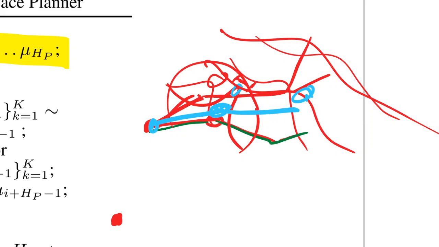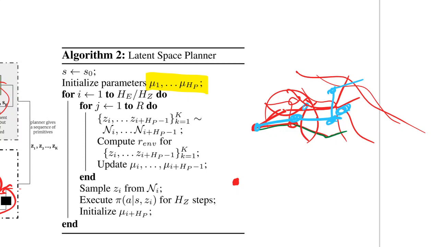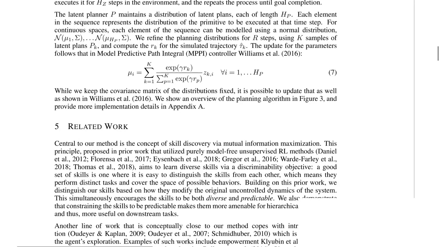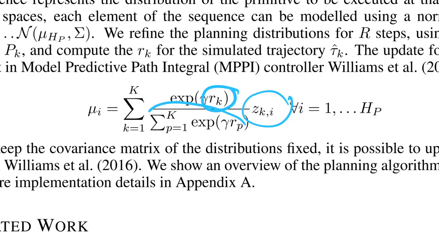This is simply planning in a continuous domain. It is pretty analogous to how you would plan in like AlphaGo or tic-tac-toe if you had a planner. But since everything's continuous, it makes it just so much harder. So they always update these distributions, as you can see here, to the skill that gave you a high reward in your imagination compared to the rewards of the other plans that you had.